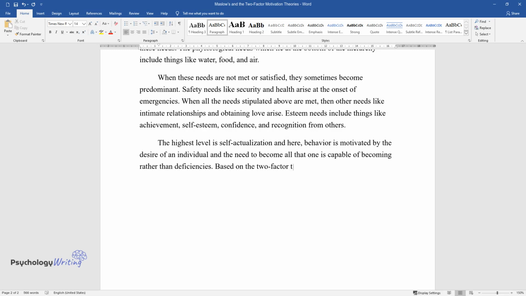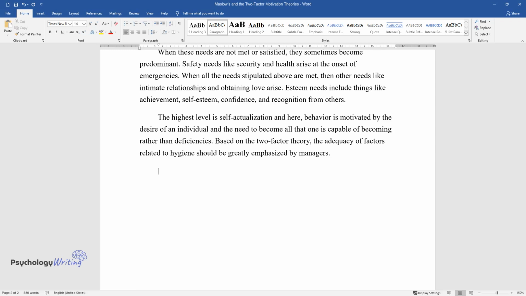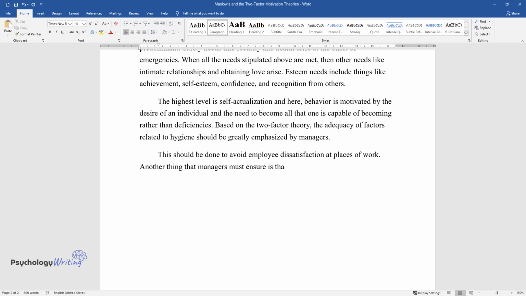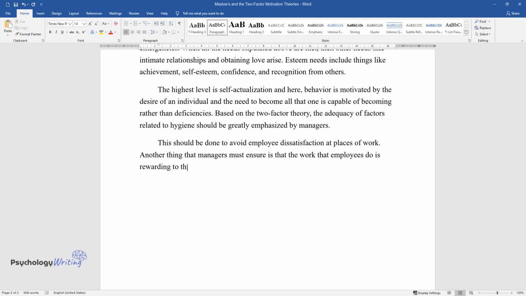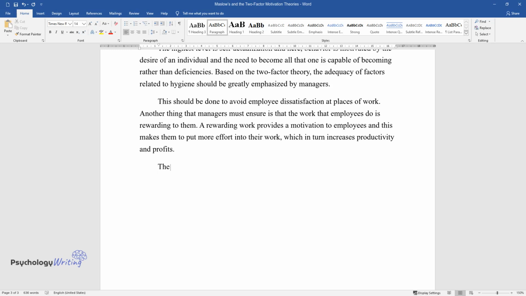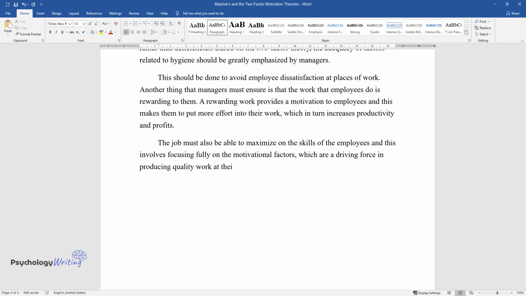Based on the two-factor theory, the adequacy of factors related to hygiene should be greatly emphasized by managers. This should be done to avoid employee dissatisfaction at places of work. Another thing that managers must ensure is that the work that employees do is rewarding to them. A rewarding work provides a motivation to employees, and this makes them put more effort into their work, which in turn increases productivity and profits. The job must also be able to maximize on the skills of the employees, and this involves focusing fully on the motivational factors, which are a driving force in producing quality work at their organizations.